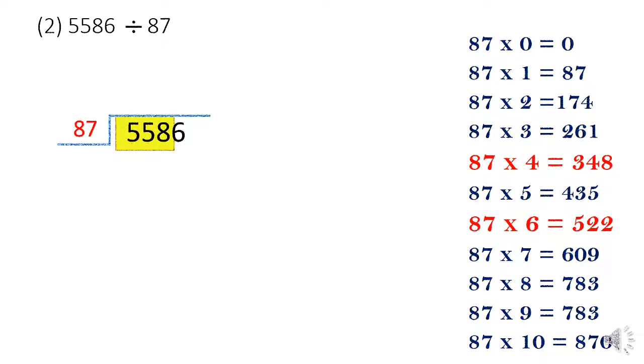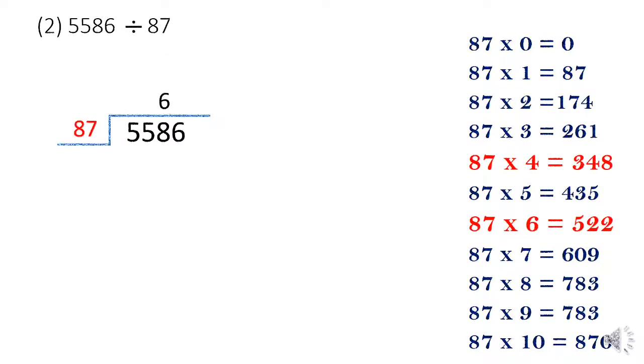So step number 2 is, here the divisor is 87. We use the table of 87 to find the product, the number which is less than or nearer to 558. So here 87 sixes are 522. Hence we write 6 in the quotient above 8.